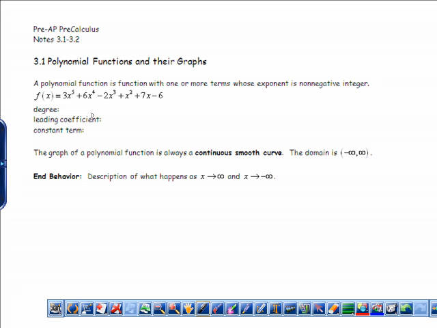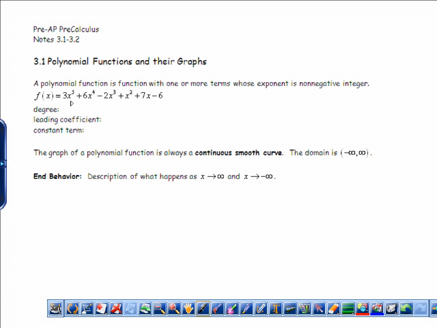Today, though, just polynomials. So it says a polynomial function is a function with one or more terms whose exponent is a non-negative integer. All right, if we have a negative integer, that's going to give us a denominator with x in it, and that's going to be a rational. We'll get to that later. Okay, let's just go over these words.